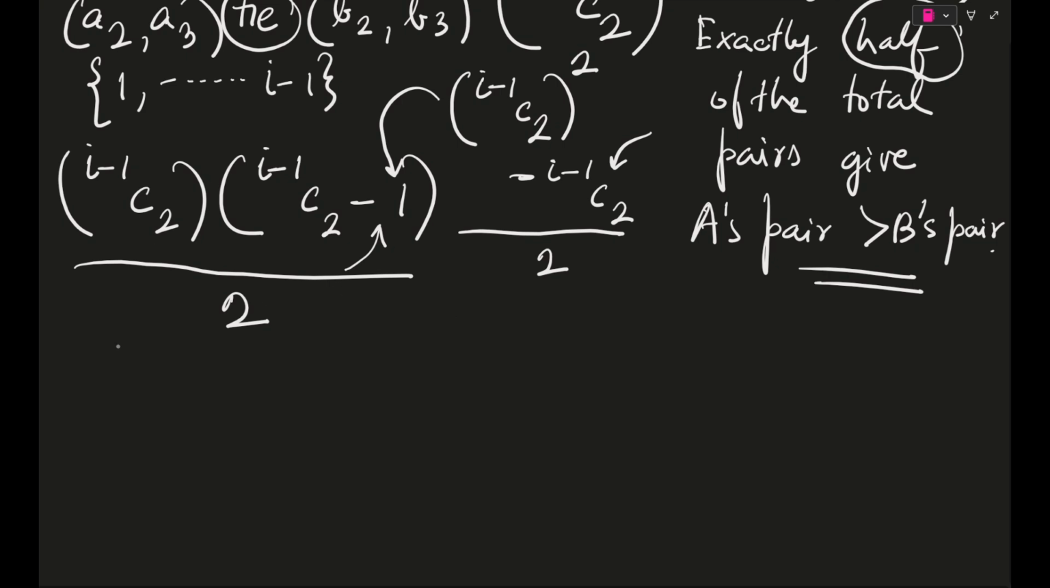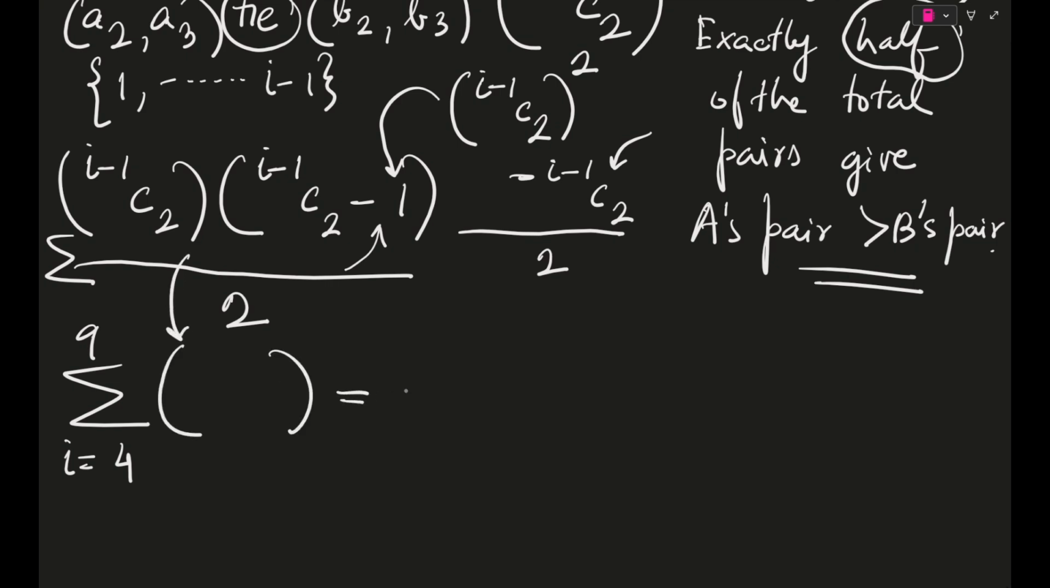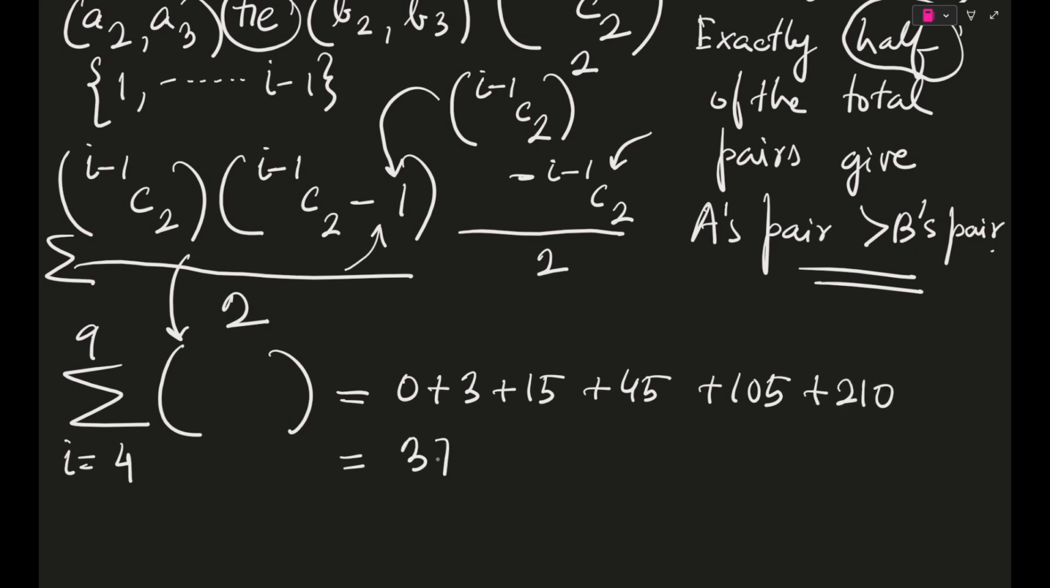So we have to once again sum this up. Like the last one we did, we have to again sum this up. This will be, I guess, wait, sigma from i equals 4 to 9 once again, and this particular thing in the bracket. If you sum this up once again, there will be a bit of calculation. So I am writing it down: 0 plus 3 plus 15 plus 45 plus 105 plus 210. This calculation will be much less than the previous one. So if you add this up, this will come out to be 378.